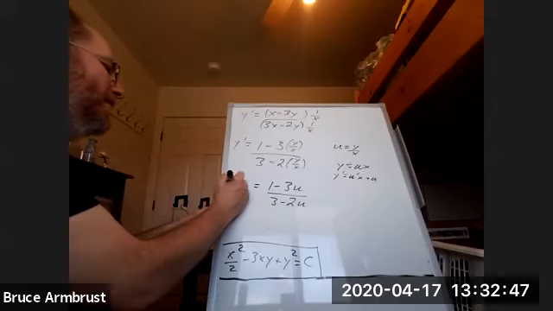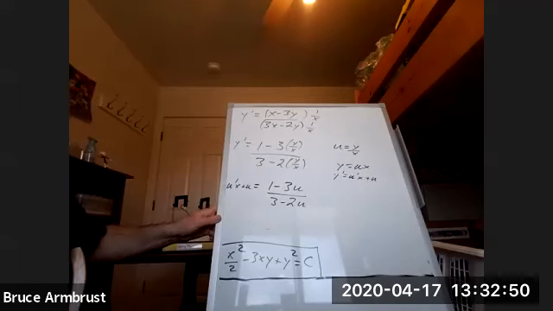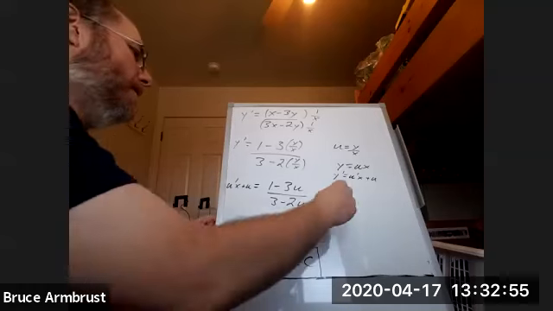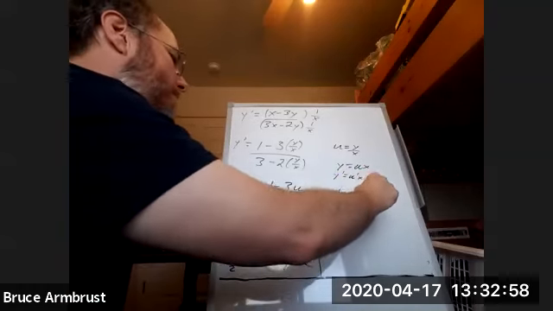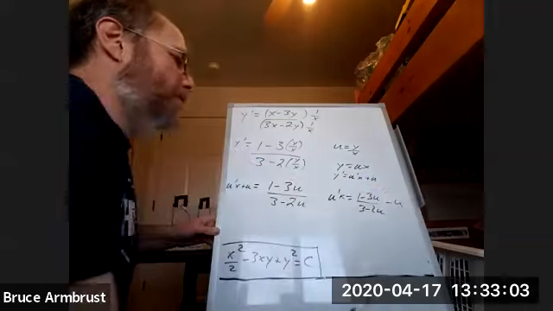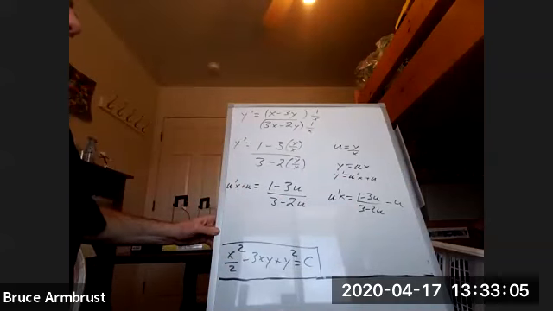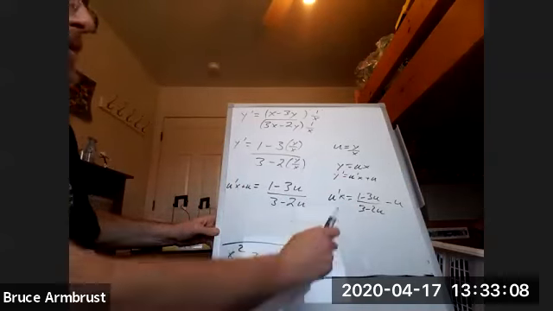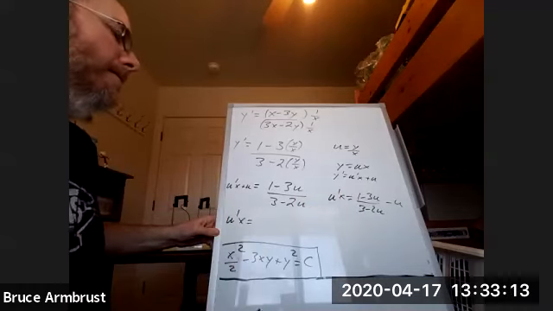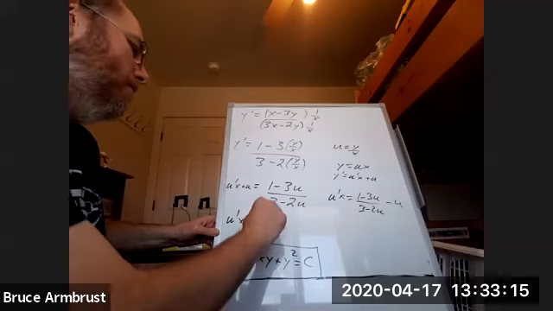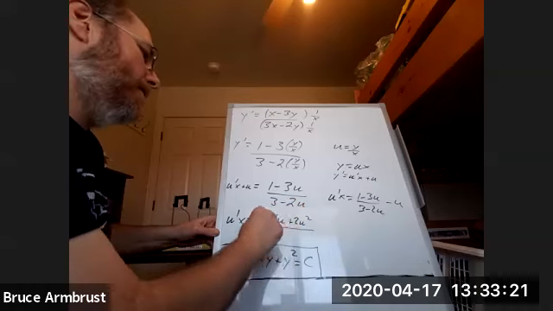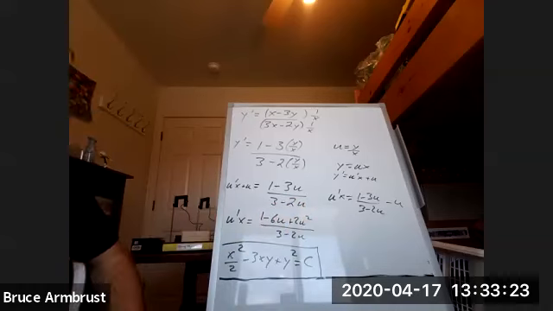So this then is u prime x plus u. So we can subtract that u over. So we get u prime x is equal to 1 minus 3u over 3 minus 2u minus u. So we have to get a common denominator on that. So we get u prime x is equal to 1 minus 6u plus 2u squared over 3 minus 2u.